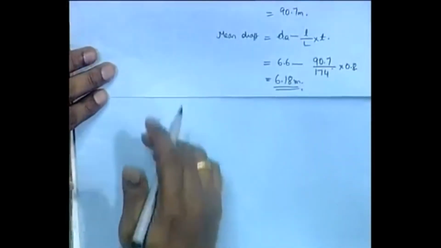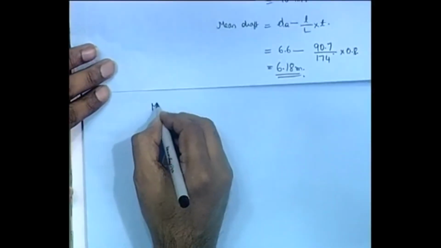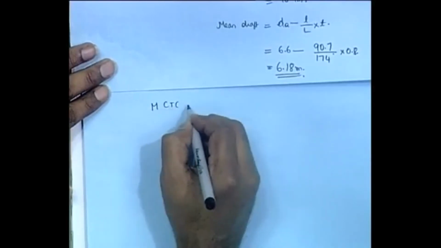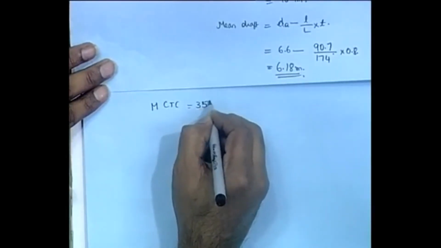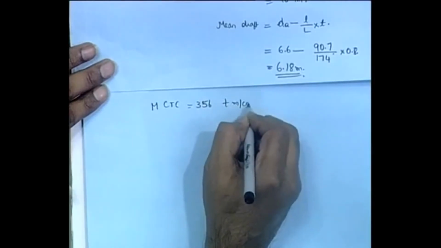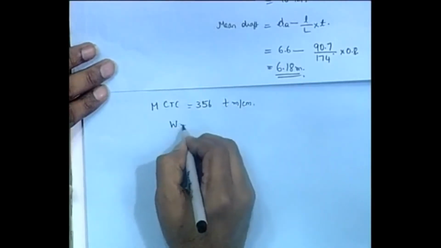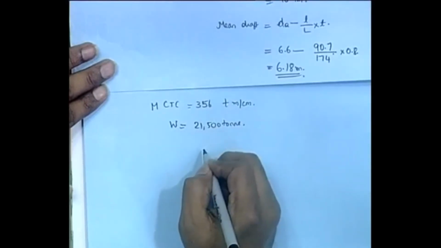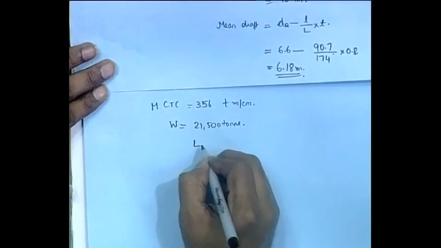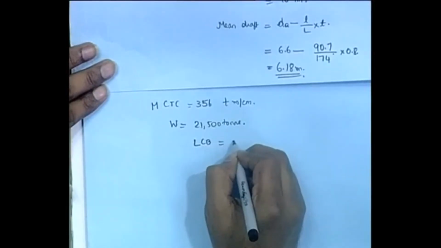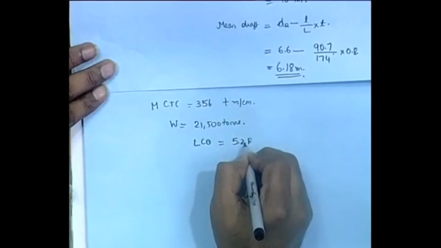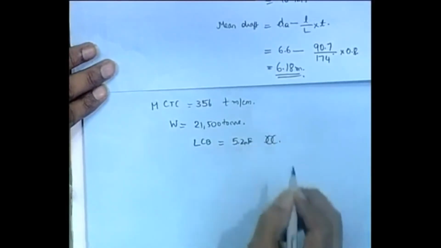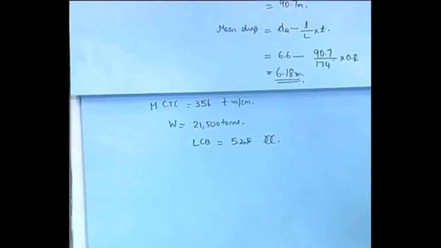Now once you have this, MCTC is given. I didn't write it there, but MCTC is 356 tons meter per centimeter, and W is equal to 21,500 tons. This is also given: LCB is equal to 5.2 meters forward of midship.